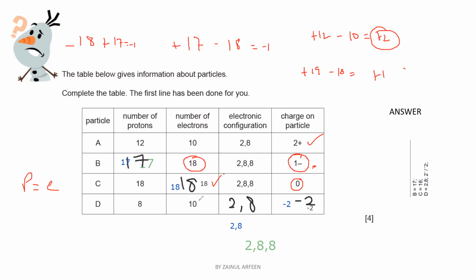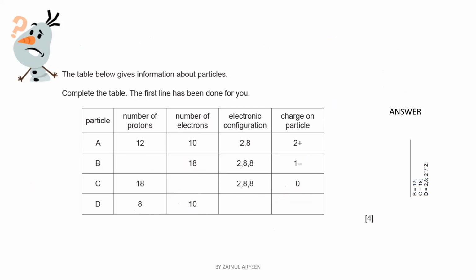And when we arrange 10 electrons, it will be 2, 8, because we just have to arrange 10 electrons. And what is the net charge? There are 8 protons and 10 electrons. So the net charge will be -2. Is this table clear to everyone?